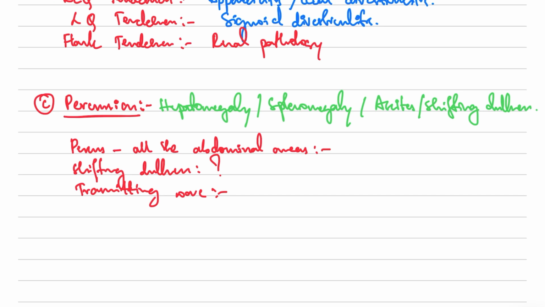So what is ascites? Ascites is nothing but free fluid in the peritoneal cavity. Okay. And also during percussion you will look for the borders of the liver, borders of the spleen, and that's it. Okay, so this is about the percussion.